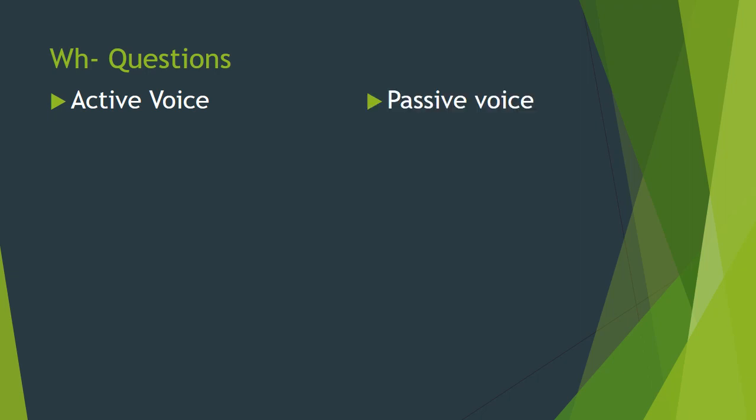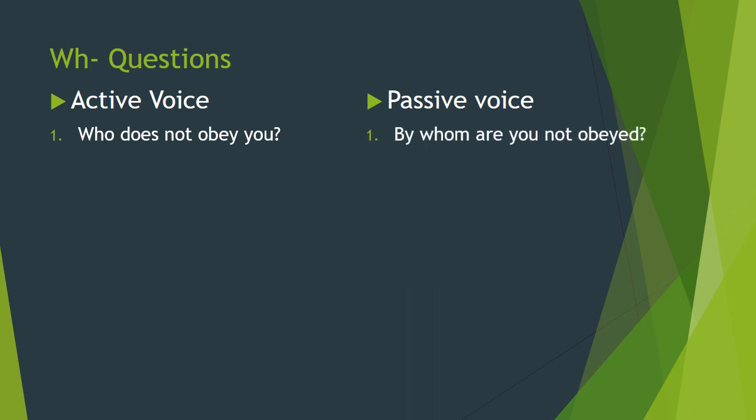Let us learn how a WH question is changed from active voice to passive voice. First question: who does not obey you? Since the WH word is who, in the passive voice it will change to by whom. Structure: by whom plus to be form plus object in active voice plus past participle form of the verb. So here it will change to: by whom are you not obeyed? Why have I used are, even though you is singular? Because it is a second person pronoun.